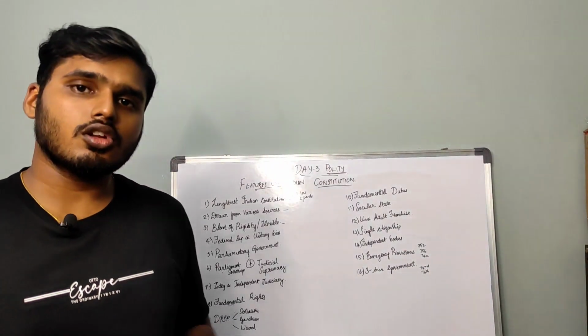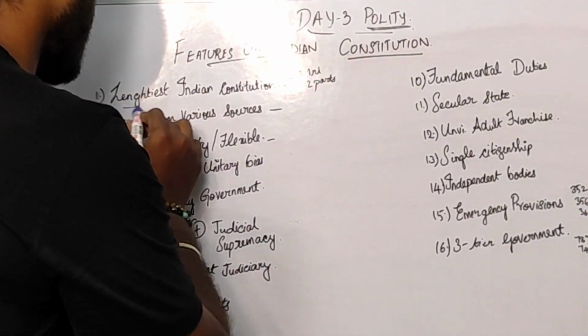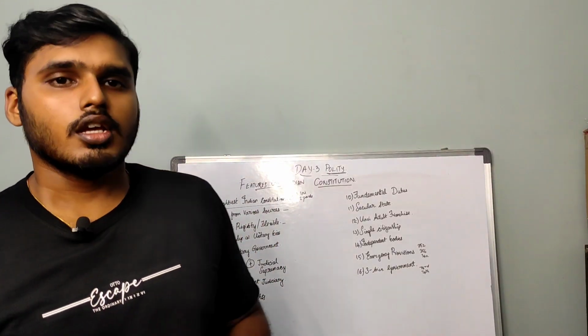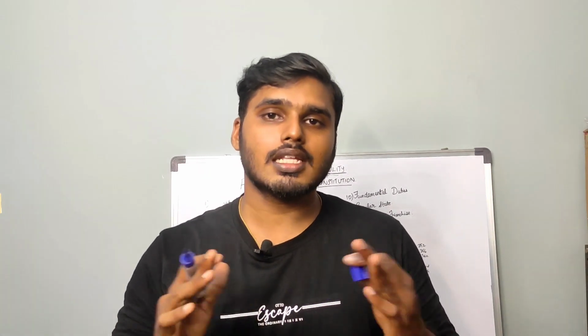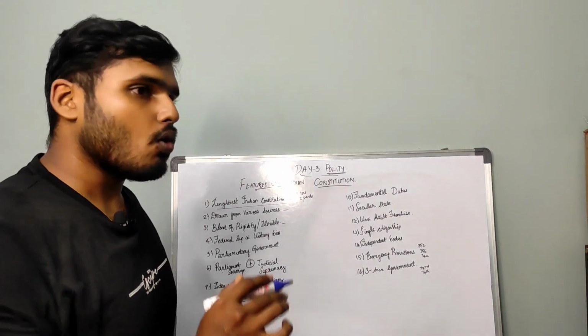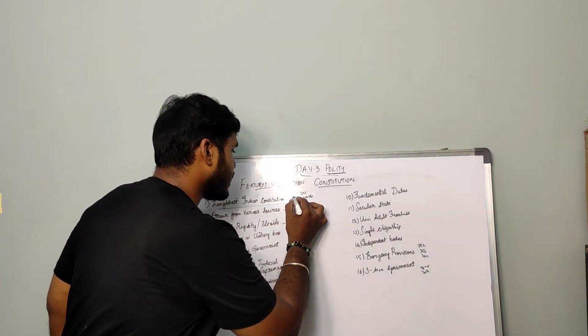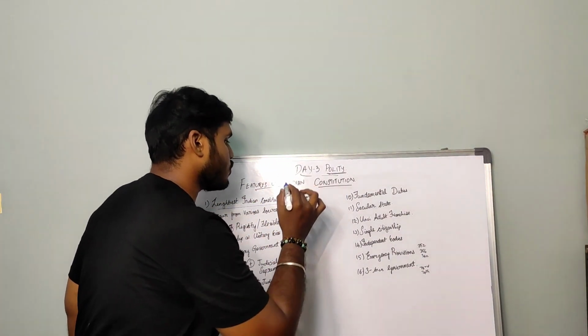The first feature of Indian Constitution is that it is the lengthiest constitution. Indian Constitution took almost 2.5 years, almost 3 years to get completed. Jan 26, 1950. The original document had 395 articles and 22 parts.